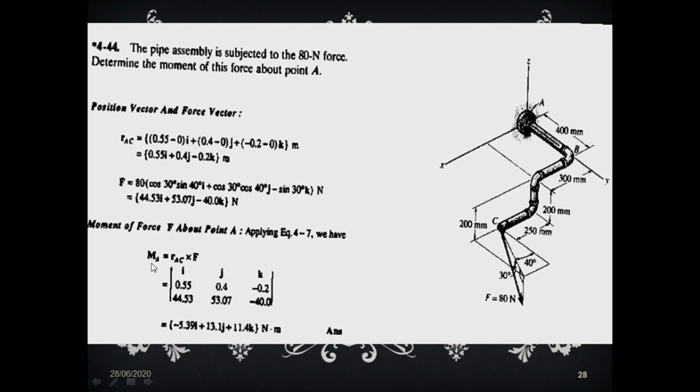Now we can simply determine the moment of this force about point A, because we have the position vector RAC. Insert the values: MA equals RAC cross F, in ijk form. RAC was 0.55i plus 0.4j minus 0.2k. The force components are 44.53, 53.07, and minus 40. You solve the determinant to get MA equal to minus 5.39i plus 13.1j plus 11.4k Newton meter, and this is the moment of force F about point A.